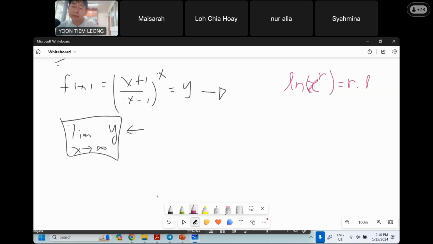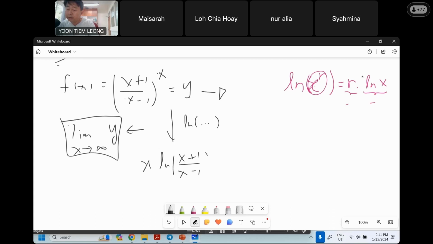And what is left is the product of a linear r times the log of x. Right? So in this sense, you are reducing the power of x of r into the product of two terms. The first term is linear in r, the second term is linear in log of x. So when you take the log on both sides, then the left hand side becomes x times log of (x plus 1 over x minus 1). Then the right hand side becomes log of 1.